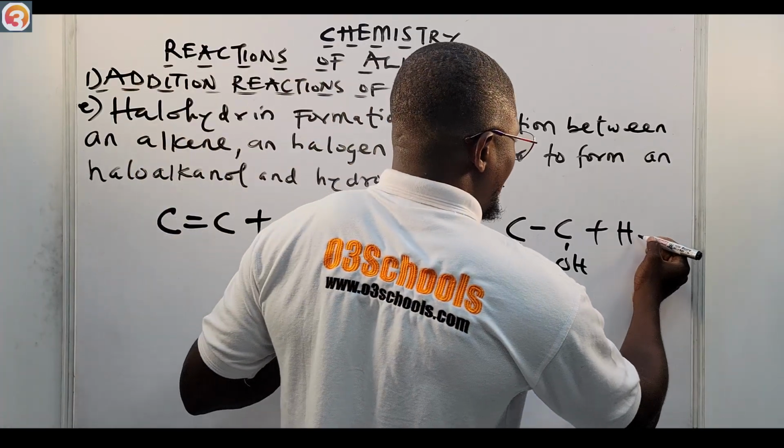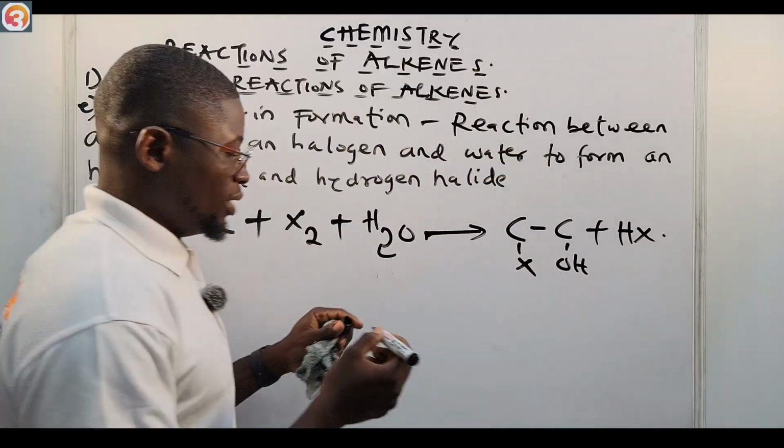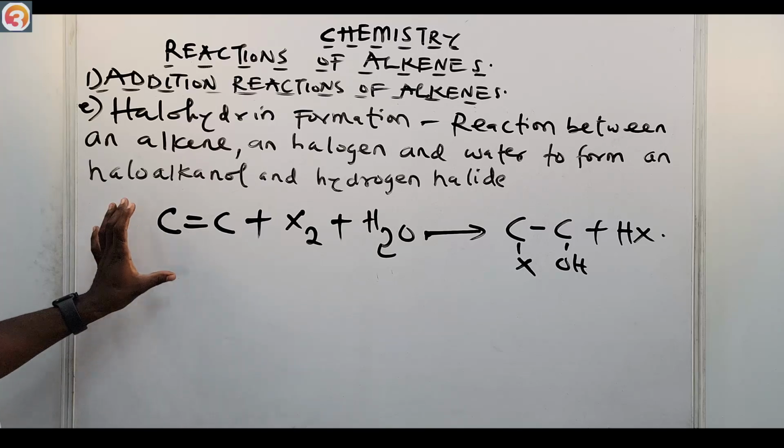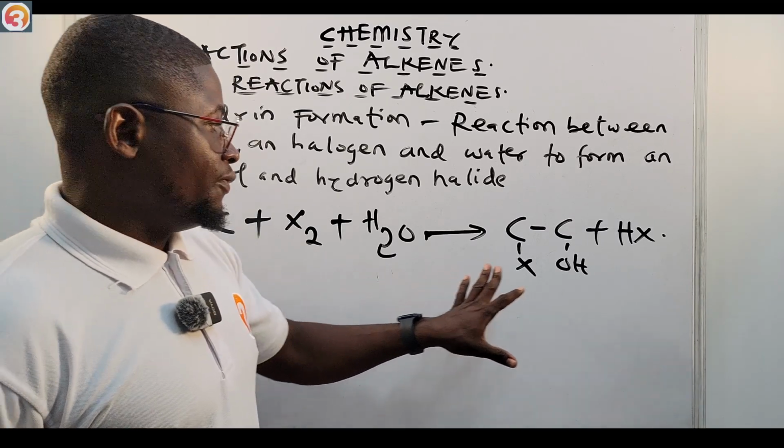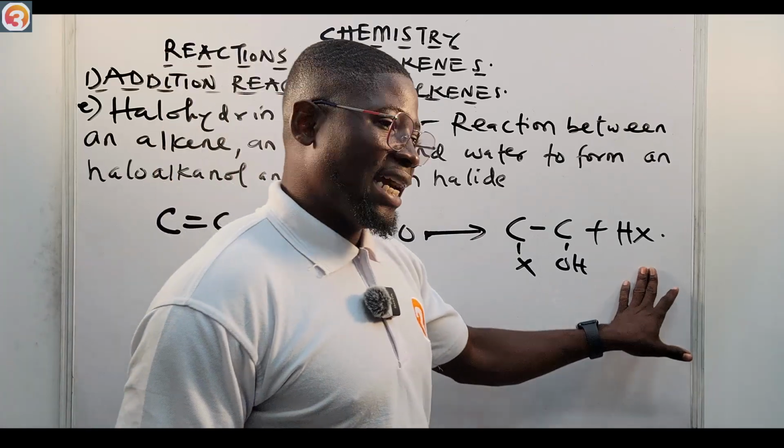All right, so I'm going to have H, X. This will be the total pathway for the reaction. An alkene plus a halogen plus water forms a haloalkanol and hydrogen halide.